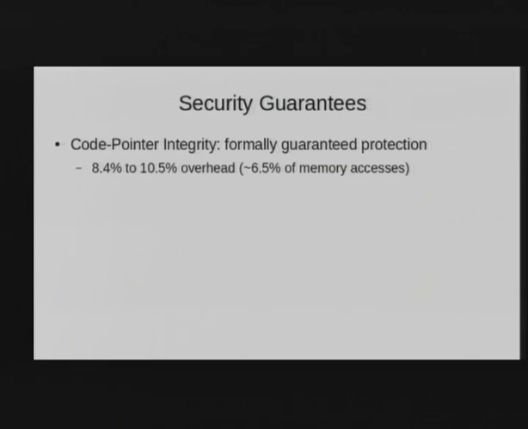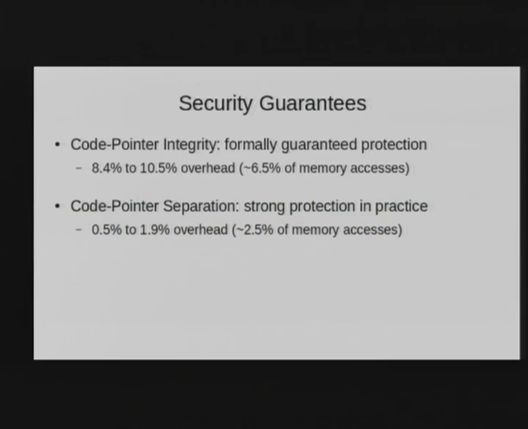This is low overhead that can actually be used in practice, but we would obviously like to see something that's lower than that. Therefore, code pointer separation offers strong protection in practice and allows you to separate all the code pointers from any attacker-controlled value and prohibits attackers from forging code pointers. In practice, we see 0.5 to 1.9% overhead, and we are protecting roughly 2.5% of the memory accesses.